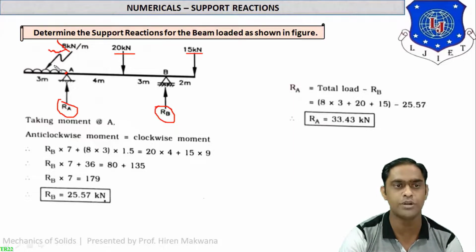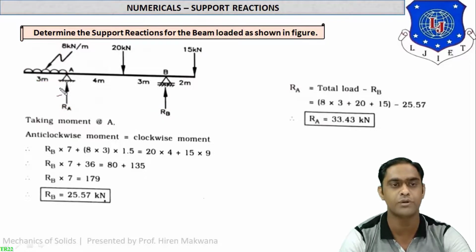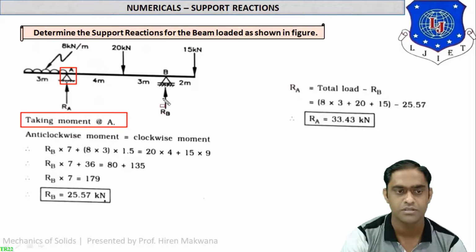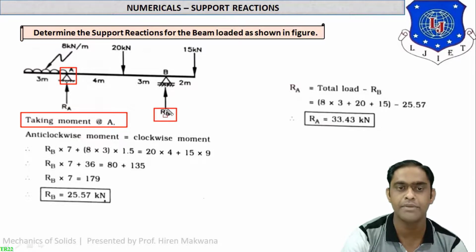This is 8 kilonewton per meter into 3, the distance for the UDL. So the total load will be 24 kilonewton. Let us solve the example now. See, taking moment at A, as I have told you, A is the left support. So we have to take moment at point A. Anti-clockwise equal to clockwise, always, starting from the opposite support, meaning from RB. Now RB is going upwards like this, so it is in the anti-clockwise direction, and the distance up to point A will be 7 meter. So RB into 7 is the first anti-clockwise movement.